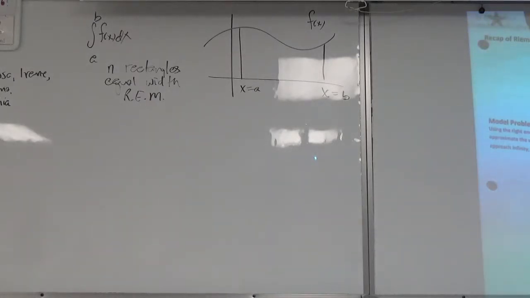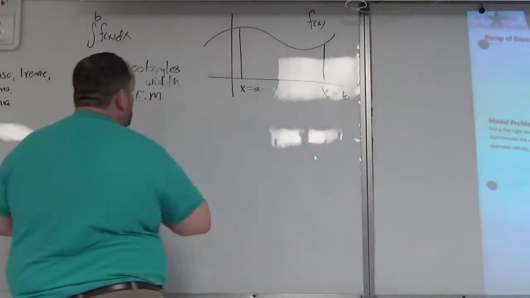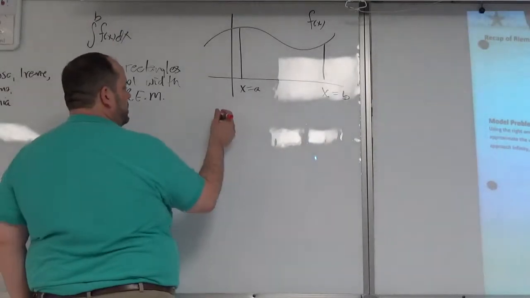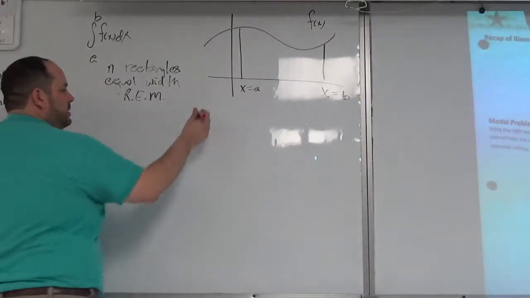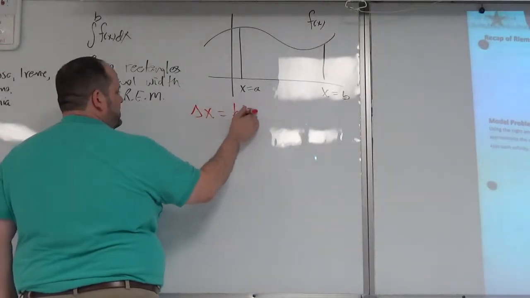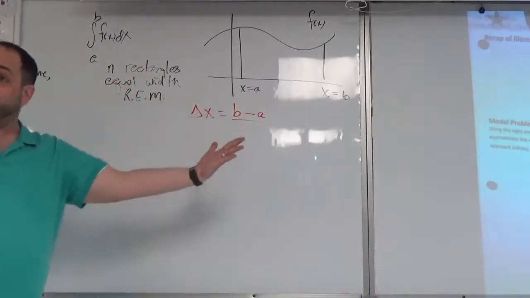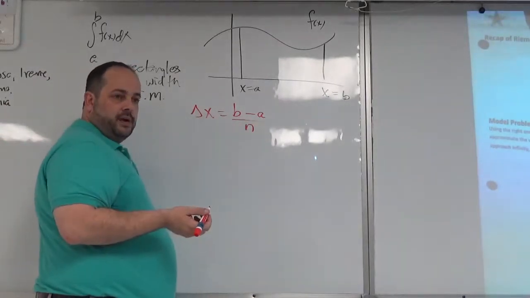So where do you start? Abel, what would you do? You want to find your equal width for your rectangles? So how wide is each rectangle going to be? I love it. That width is b minus a. b minus a is how wide the interval is, and then divided by n. We're okay with this, right?